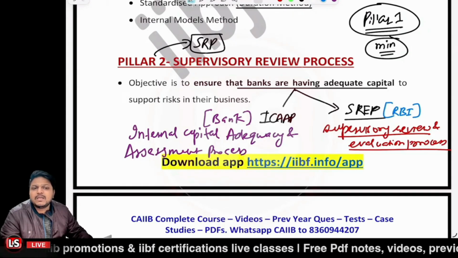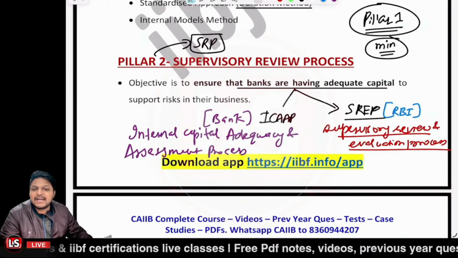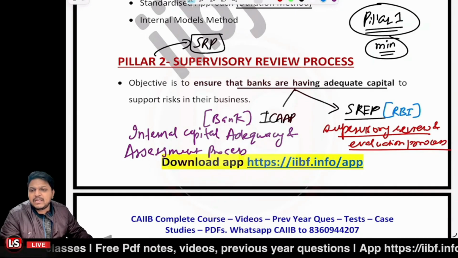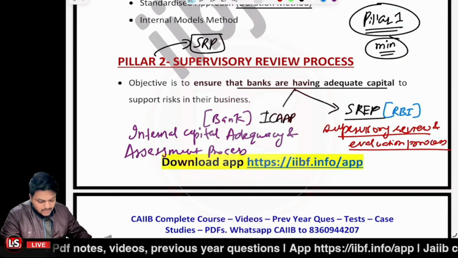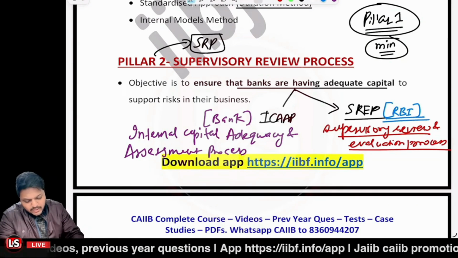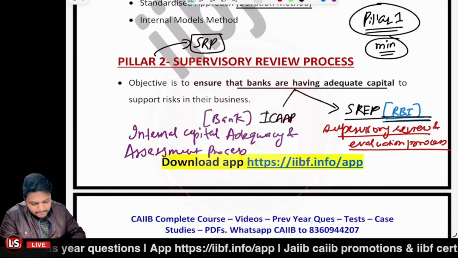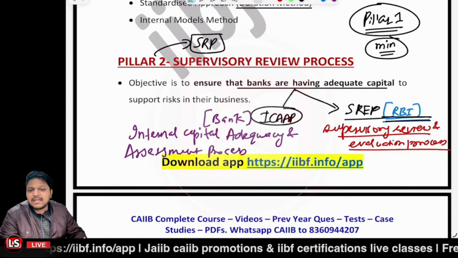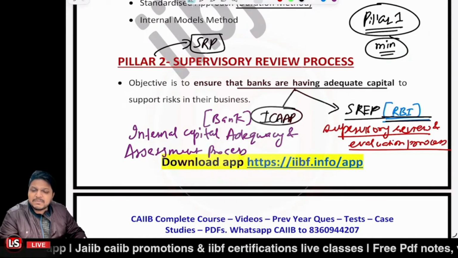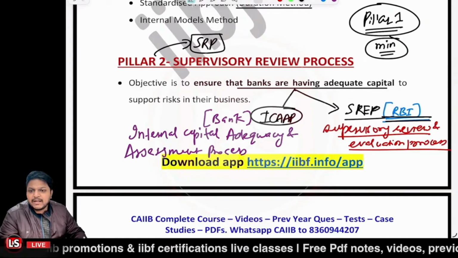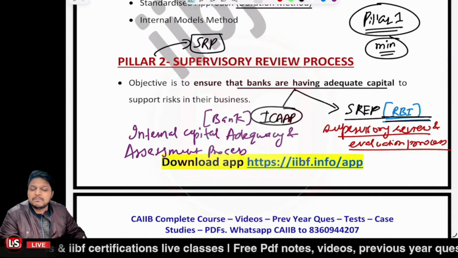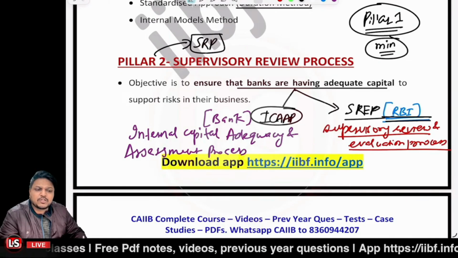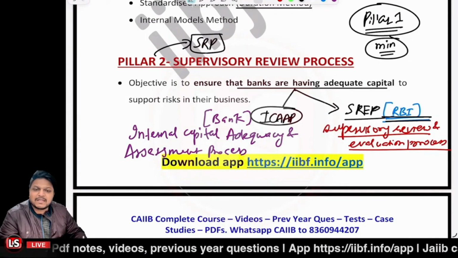The supervisors should be reviewing and evaluating this ICAAP model and the strategy so as to evaluate that the capital that we are going to maintain is adequate. First thing that the supervisors are to do is to evaluate the model which is going to be followed by the bank under the ICAAP. Second thing, supervisors must be expecting that the banks are operating above the minimum regulatory capital ratios required.